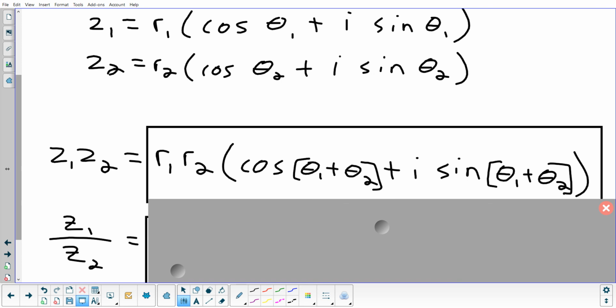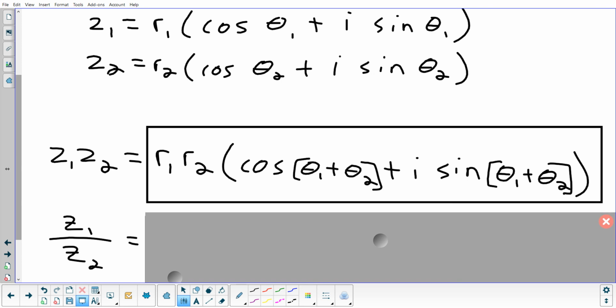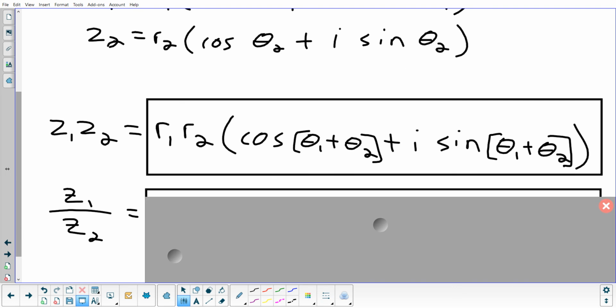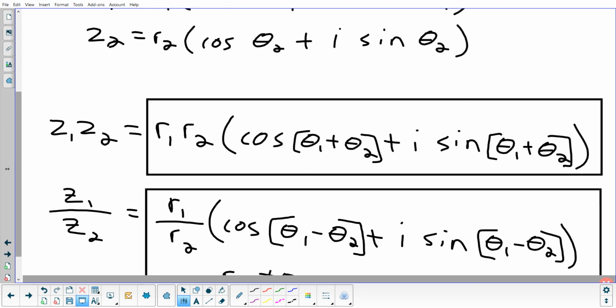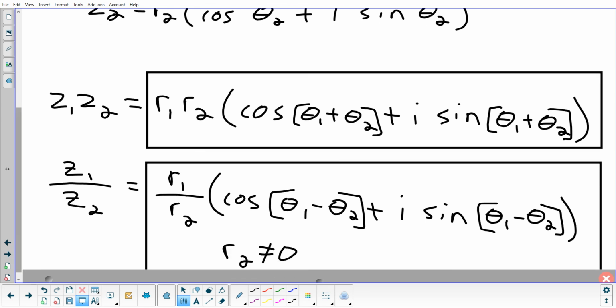Now, division is pretty similar. Based on that pattern, anybody have a guess what you would do with your two radii if you want to divide two complex numbers? John? With the radii, I assume you divide the radii and then subtract the angles. Yep, you're going to divide the radii and subtract the angles. Now, radii can't be equal to 0. Radius 2 could never be 0, because then you'd be dividing by 0.